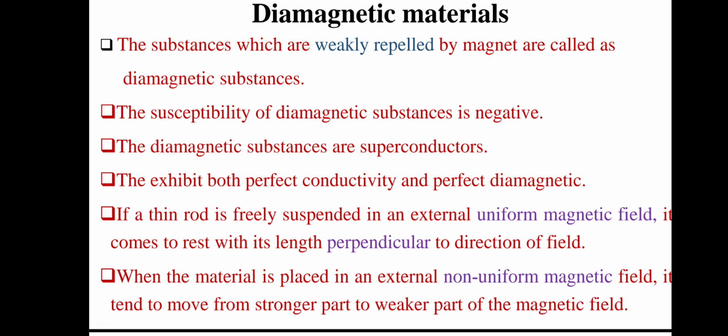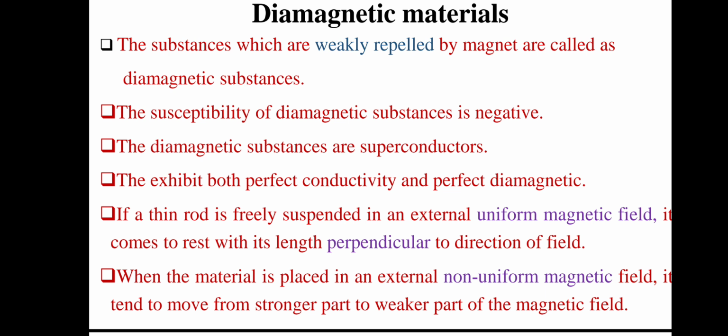Diamagnetic materials. The substances which are weakly repelled by a magnet are called diamagnetic substances. The susceptibility of diamagnetic substances is negative. The diamagnetic substances are superconductors. They exhibit both perfect conductivity and perfect diamagnetism. If a thin rod is freely suspended in an external uniform magnetic field, it comes to rest with its length perpendicular to the direction of the field.